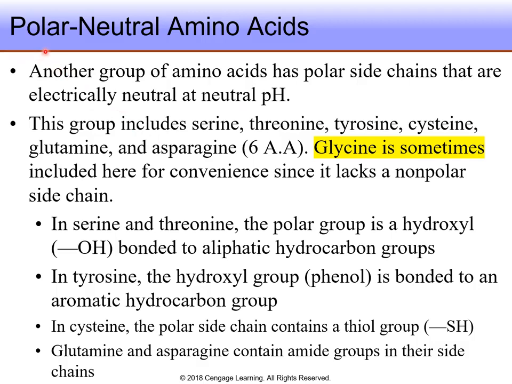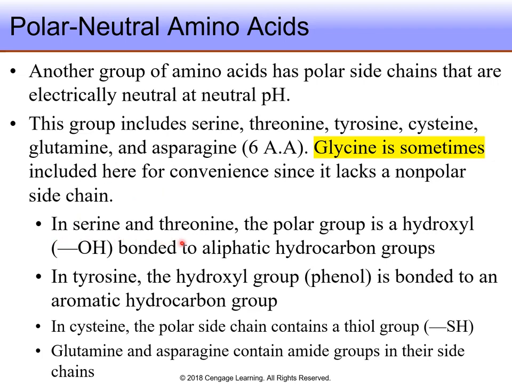Now, then we have a second category, polar neutral amino acids. Another group of amino acids has polar side chains that are electrically neutral at neutral pH. This group includes serine, threonine, tyrosine, cysteine, glutamine, and asparagine. These are also 6 amino acids. So 6 plus 9, 15, and 5 remain. Now, the amino acid glycine is sometimes included here for convenience since it lacks a nonpolar side chain. Glycine was mentioned in nonpolar amino acids, but sometimes it's included in polar neutral amino acids. Why? Because it lacks a nonpolar side chain.